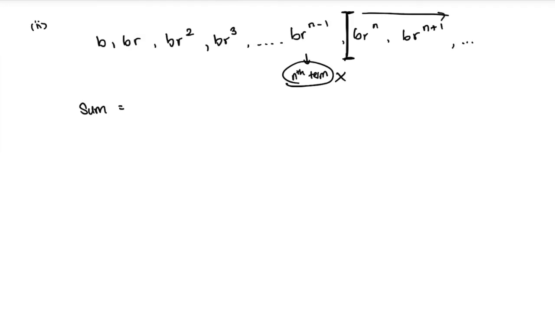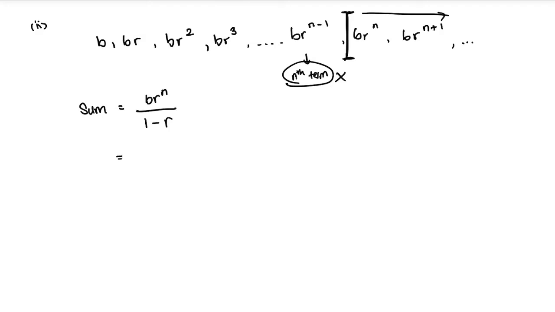So your answer is going to be very simple. It will just be br to the power of n, which is going to be your first term in this case, over 1 minus your r. So this is your very classic a over 1 minus r method of finding the sum to infinity. The sum of the terms of the geometric series after, all the way to infinity. So this would be how you find your answer.